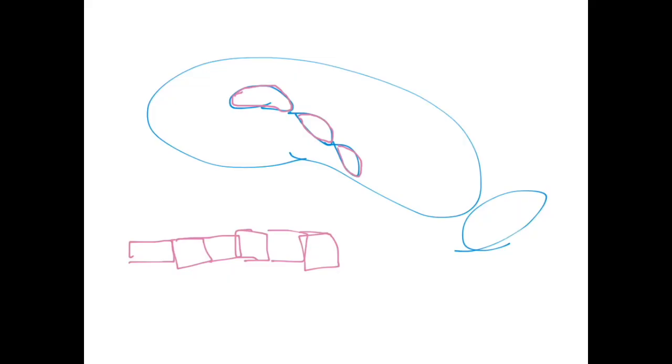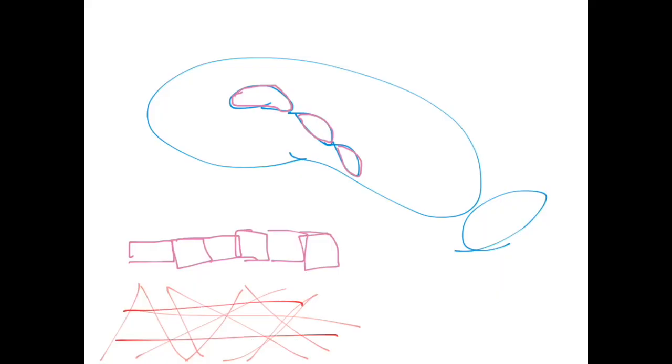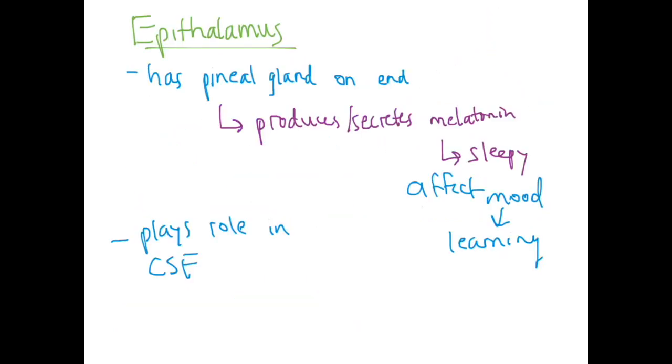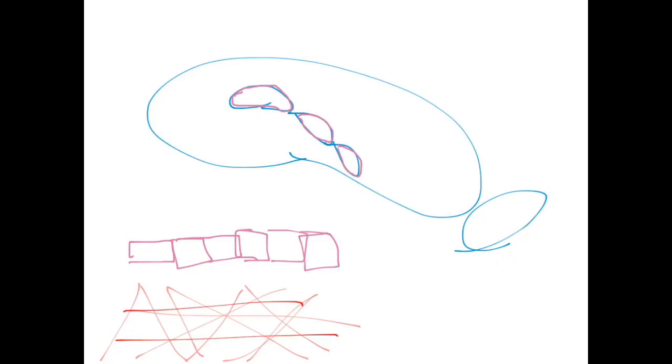Okay, so underneath I have some dense irregular connective tissue. Or connective tissue. I'm not sure if it's dense irregular. That's typically the most common, but I'm not positive it is. And then we have some blood vessels underneath. Okay, so what does all of this have to do with the epithalamus? Because remember, we're talking about the epithalamus.